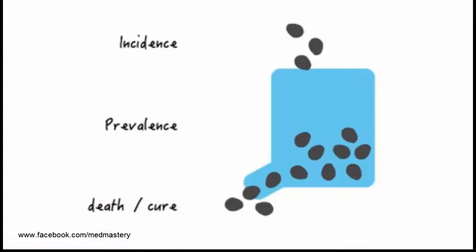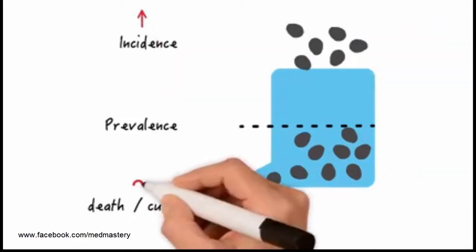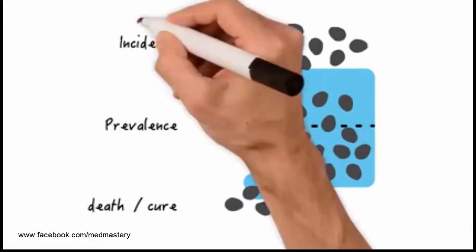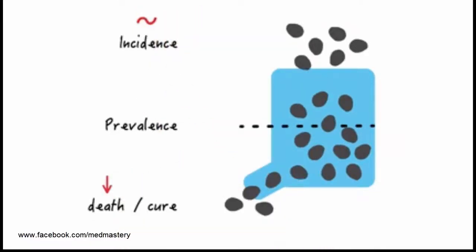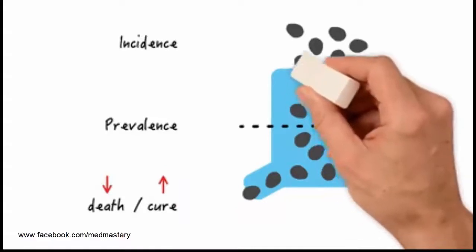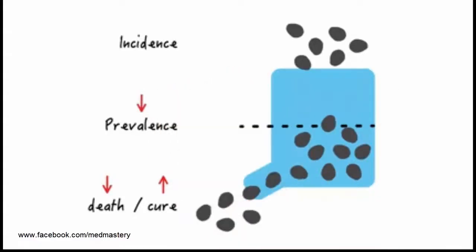Let's have a closer look. Let's say this is our baseline prevalence. Now, what happens to prevalence if incidence goes up while death and cure stay the same? It has to go up, right? What happens if incidence stays the same, but death goes down while cure rate stays the same? It will go up since fewer pebbles will leave the vessel. What if death goes down and cure rate goes up? Well, as you probably guessed correctly, prevalence will decrease since more pebbles will leave the vessel.